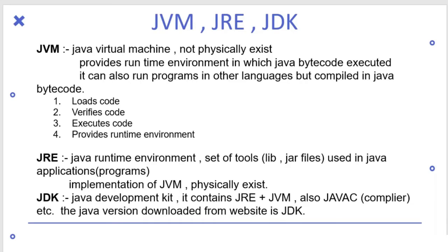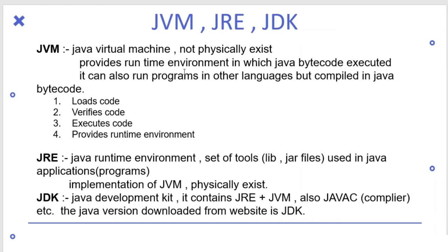JVM is the smallest part of the JDK. JVM is the Java Virtual Machine, as the name suggests. It does not physically exist on your system. It's a virtual machine, but its main function is to provide the runtime environment in which Java bytecode executes. Bytecode is the result of the Java syntax, a higher level language you write, being converted, because the machine only knows the lower level machine language of 1s and 0s. So it converts that bytecode and executes it.